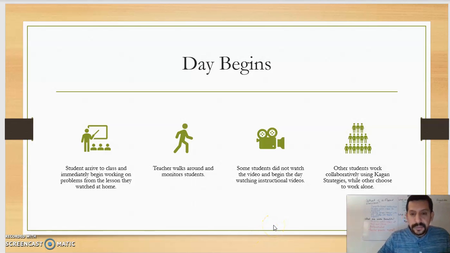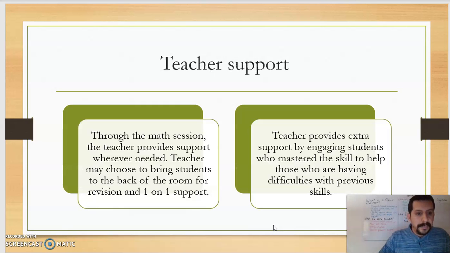Now, you'll definitely have more time in your day to provide that support because we're eliminating the instructional part of the day. So the teacher support is very important in a flipped classroom. Through the math session, the teacher is walking around. I've said that once again because it's very important that the teacher is able to bring students to the back of the room, revise, help provide one-on-one support, and also work in small groups for students who are working on a specific task. Now, as a teacher is working with one group, another group or a student may be having trouble.